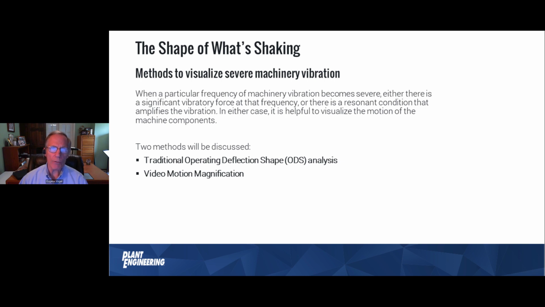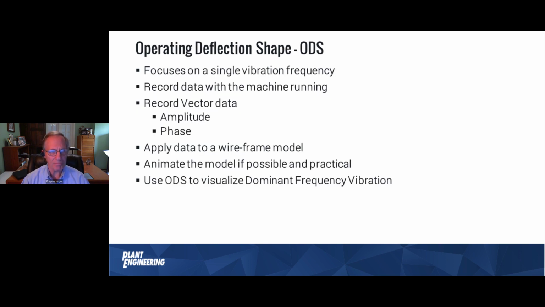So in either one of these cases, and to try and determine which of them it is, it's often helpful to be able to actually visualize or see the mode in which the machine is vibrating. And that's the job of the operating deflection shape that we'll talk about. We'll talk about two different methods. The traditional method using vibration analysis, we refer to as an operating deflection shape analysis, and a new method that's been introduced in the last few years, video motion magnification. So we'll show you both of them.